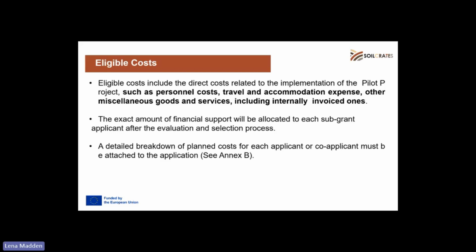The exact amount of financial support will be allocated to each sub-grant applicant after the evaluation and selection process. Basically, what you ask, and you need to add a detailed breakdown of planned cost for each applicant or co-applicant, and it has to be attached in Appendix B.